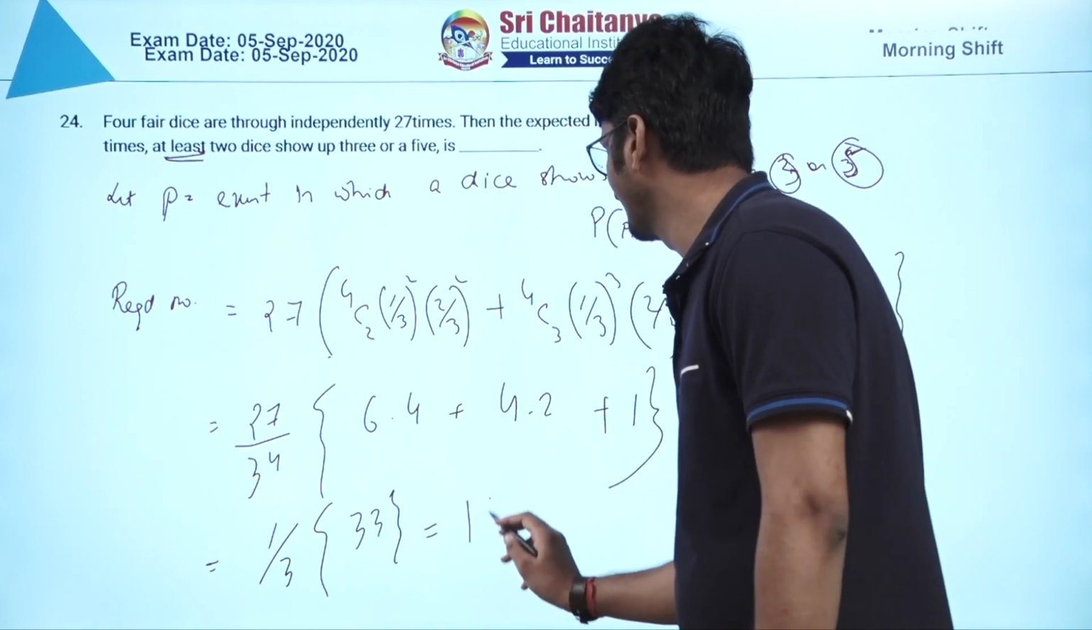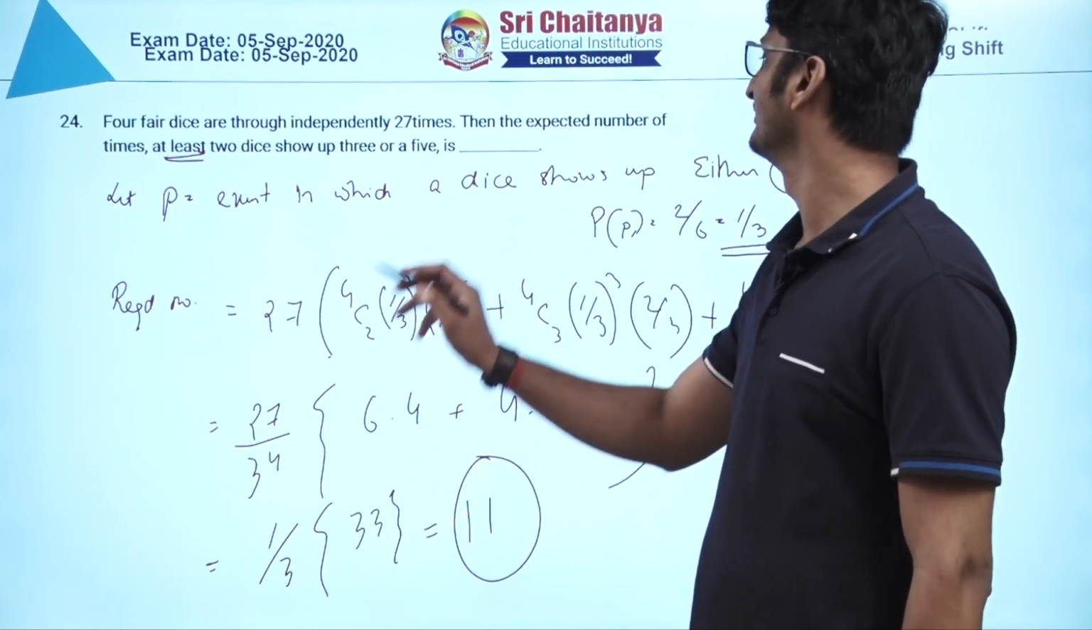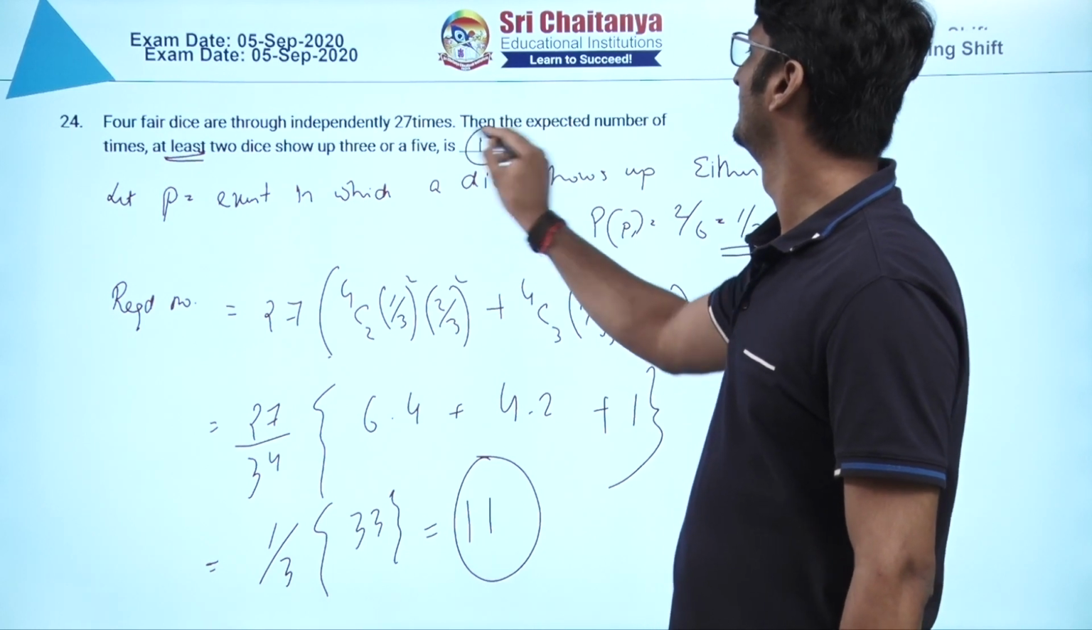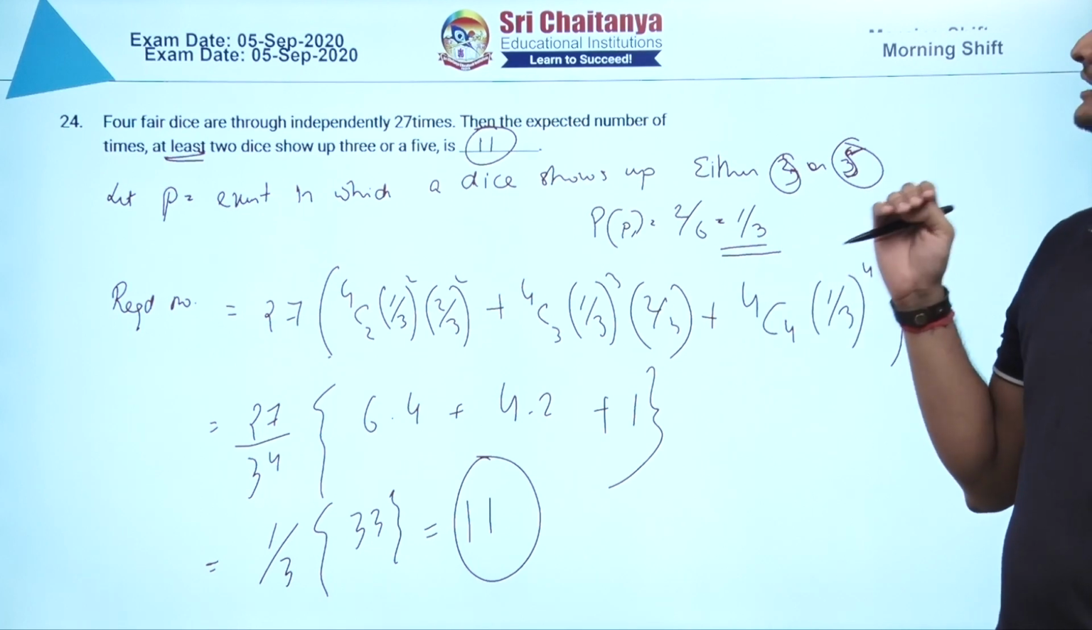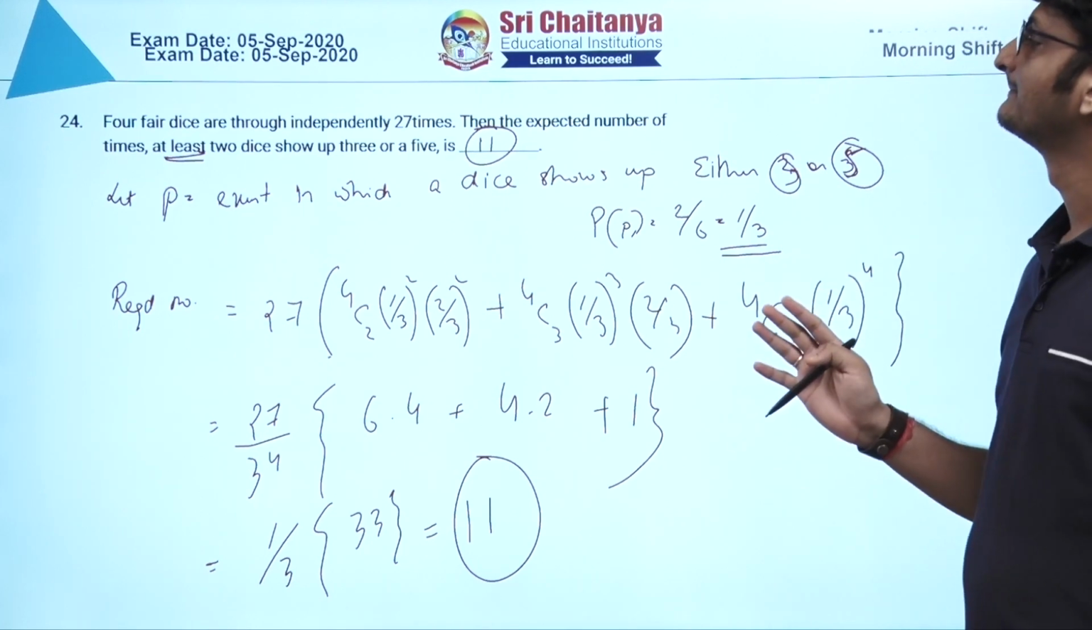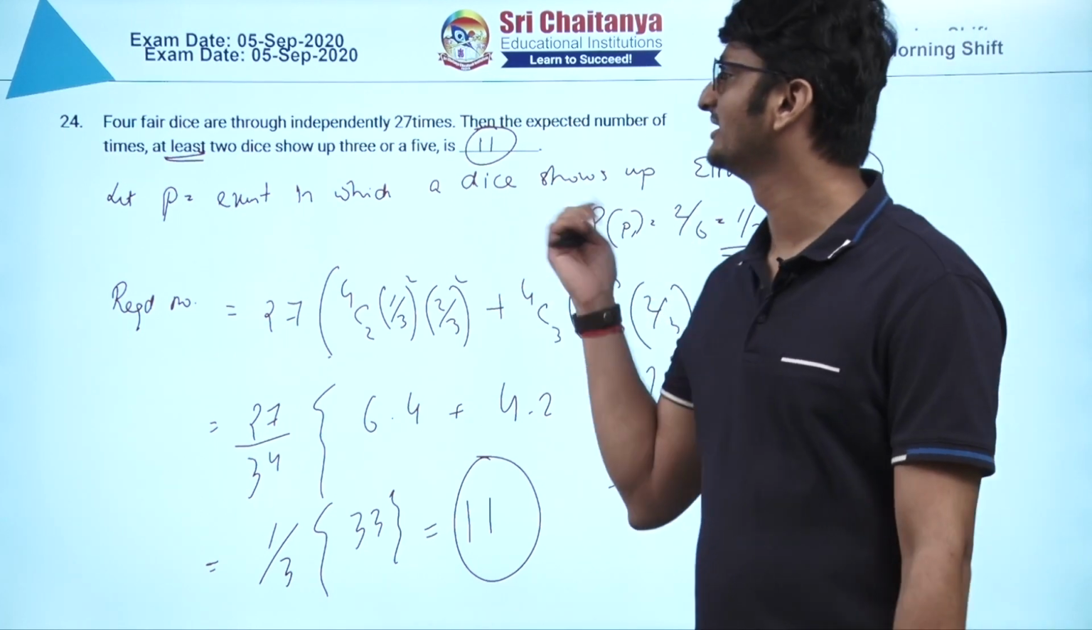So, hence the answer has become 11. So, the answer will become 11, that is the correct answer. This is the only question that comes from the chapter probability, right? PNC is also used basically.